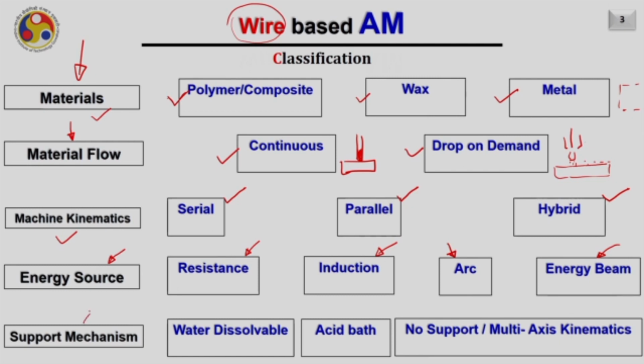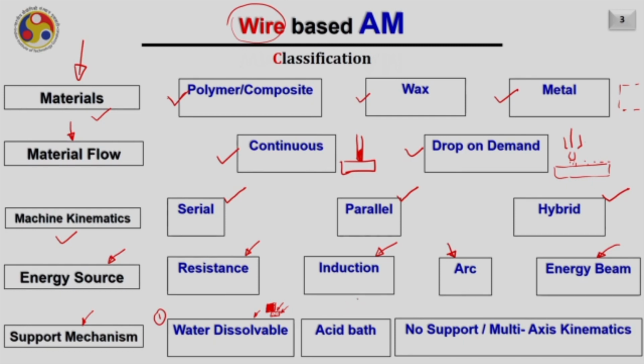As I already discussed briefly, the support mechanism in the case of wire based additive manufacturing could be of the following three types. The first is the water dissolvable support. This is more popular in the case of polymers, as we deposit the main material with high density and the support material with low density, so that the support material can be dissolved into the water. Sometimes the support material is also of another material itself, so that it is easily dissolvable in water.